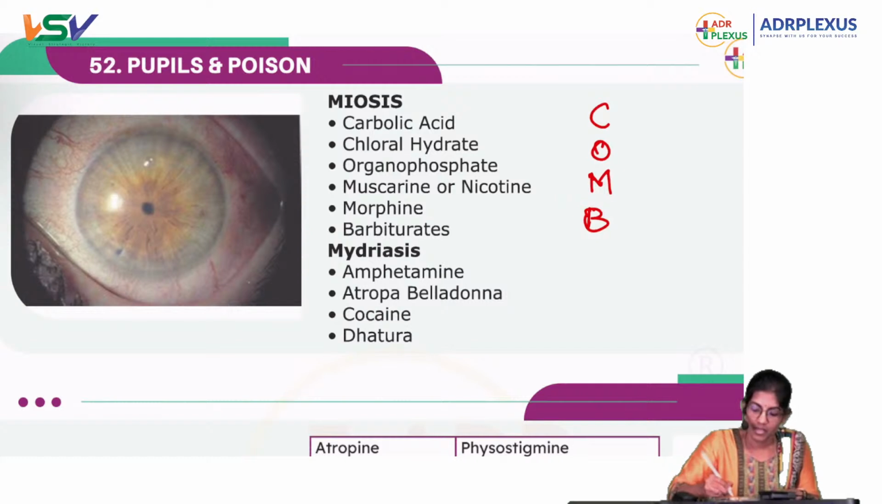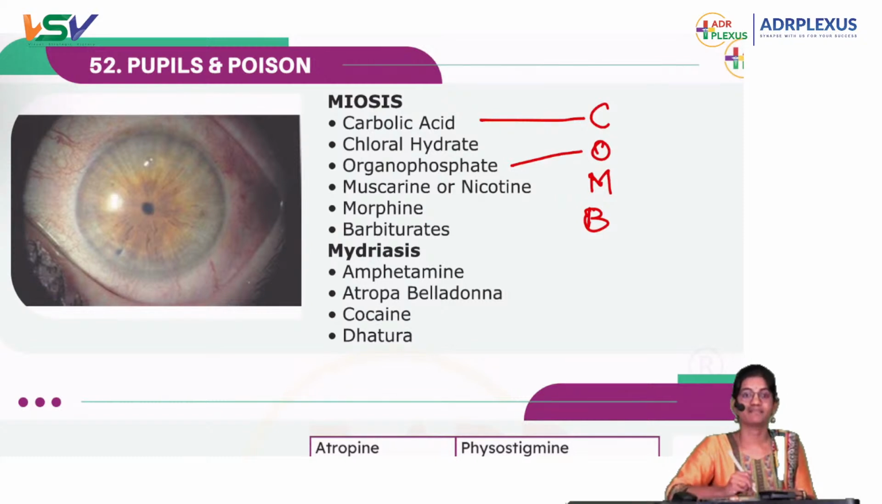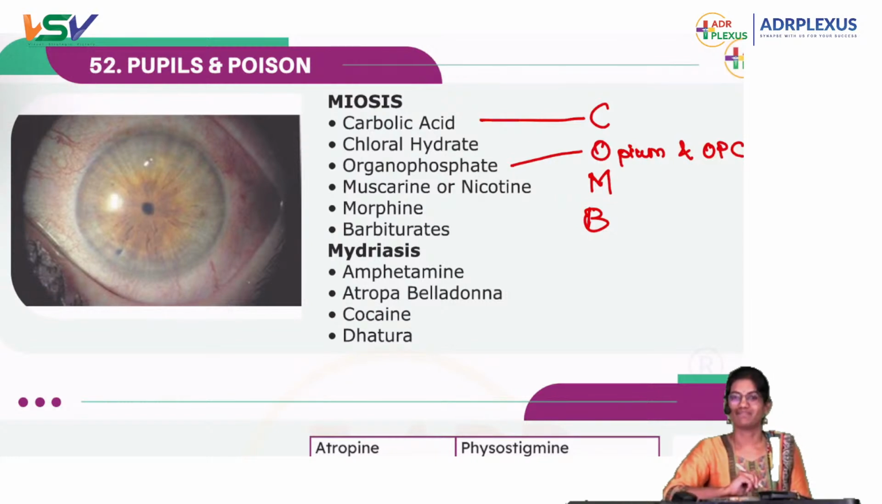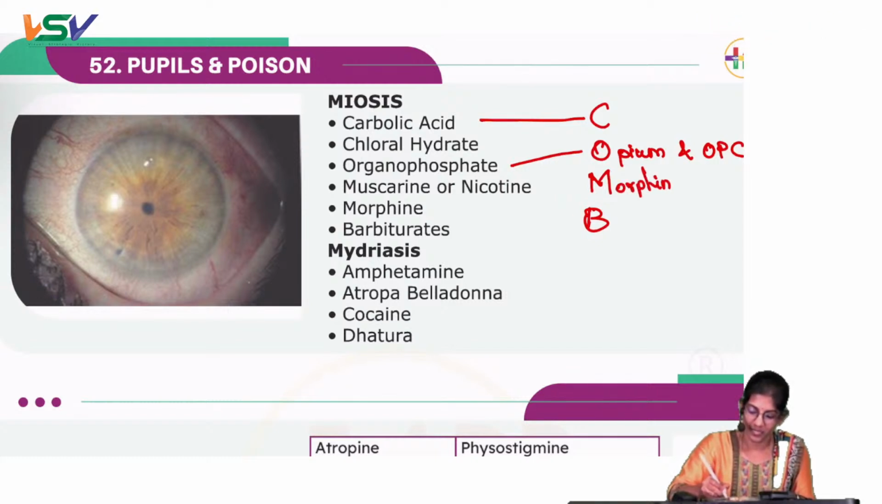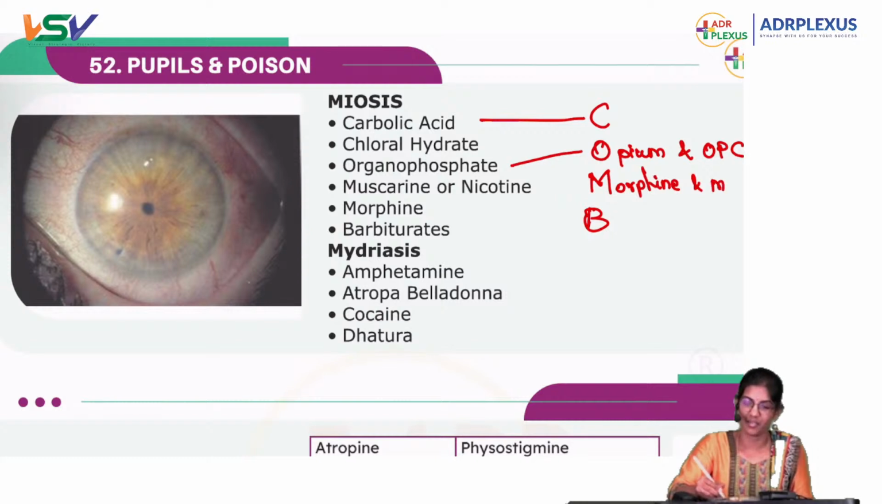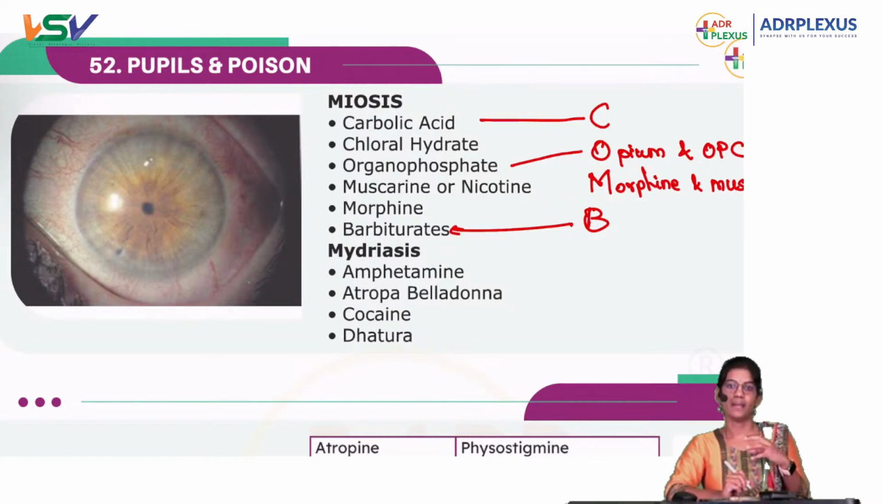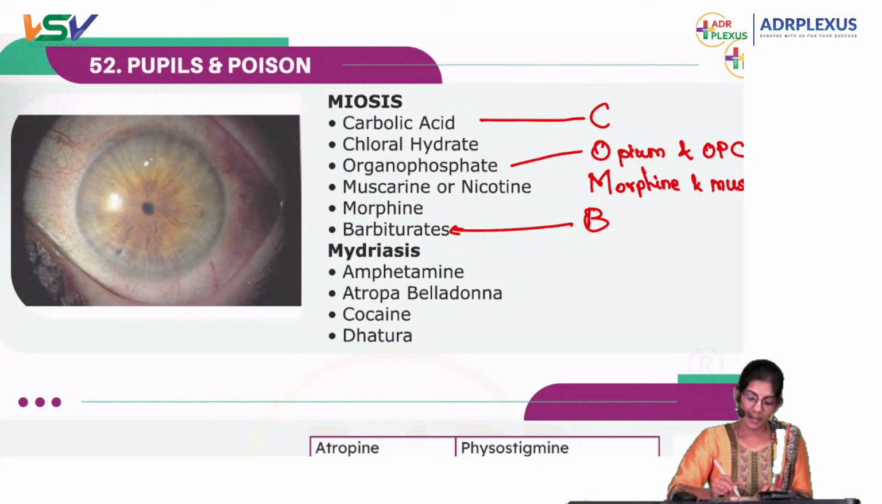COMB. C for carbolic acid and chloral hydrate. O for organophosphate, right? And also O, remember opium also. Opium and OPC. The derivative of opium, morphine, so it includes your morphine also. And muscarinic agent. OPC, right? Muscarinic. B for barbiturate. COMB. Okay.